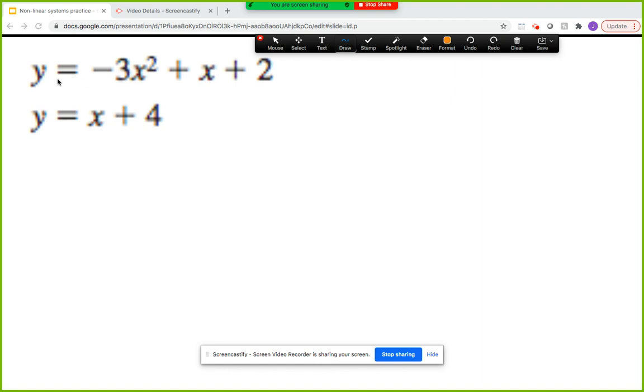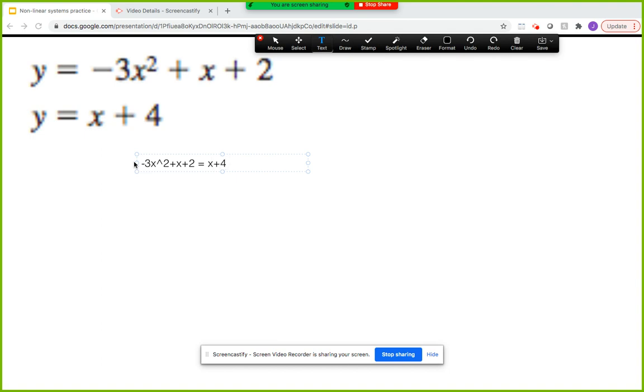Because they're both y equals, that means we can go ahead and set these two equations equal to each other. So we can say that negative 3x squared plus x plus 2 is equal to x plus 4.